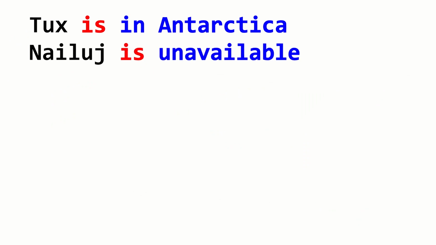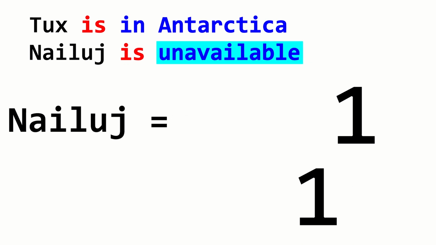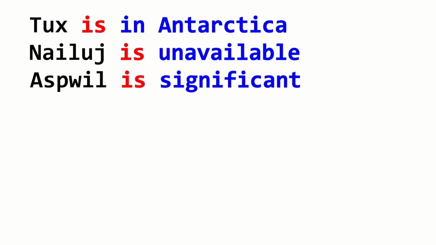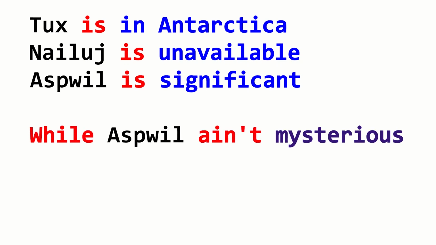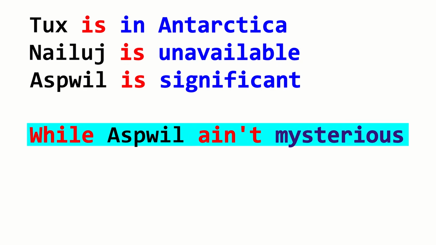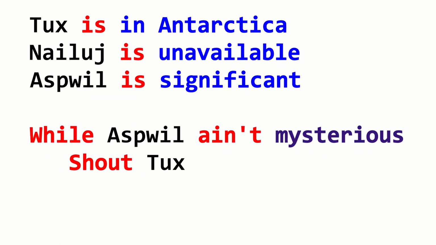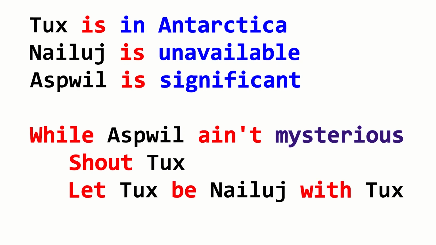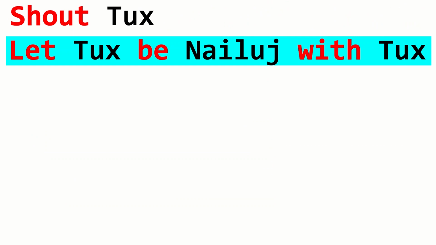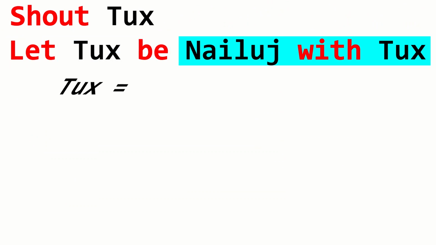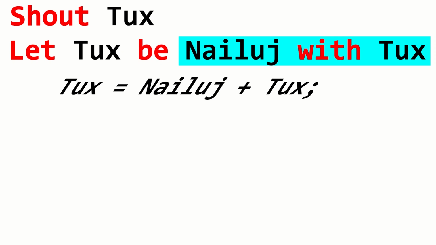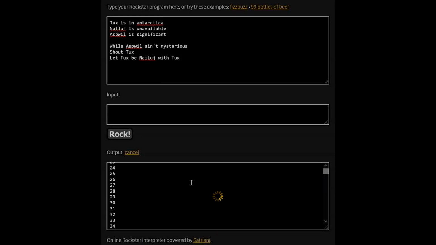Similarly, Neluge is unavailable assigns Neluge's value in a similar way. Unavailable has 11 letters, so Neluge has the value of 1. Aspel is also assigned the value of 1. Up next, this program enters a while loop, which will run while Aspel ain't mysterious. Mysterious is the Rockstar version of null, since null isn't very rock and rolly. While this loop is taking place, Tux will be shouted, and Tux will have his variable changed. The line, let Tux be Neluge with Tux, will set Tux's value to Neluge with Tux. With is just a Rockstar alias for plus, and since we assigned 1 to Neluge earlier, this increments Tux by 1. So this program increments by 1 starting at 20.